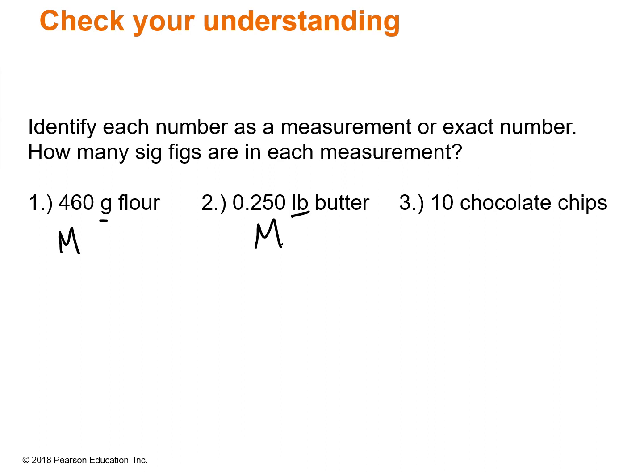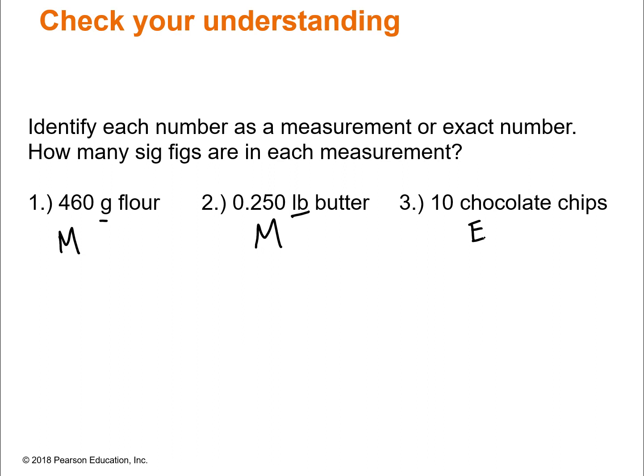Measurement. 10 chocolate chips. Chocolate chips are not any unit of measure that I know. So it is exact. And I was clearly thinking about chocolate chip cookies when I wrote this. I apologize if you're hungry. But I was hungry too. So have a cookie after you're done. You've earned it.